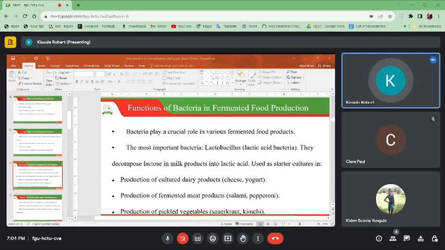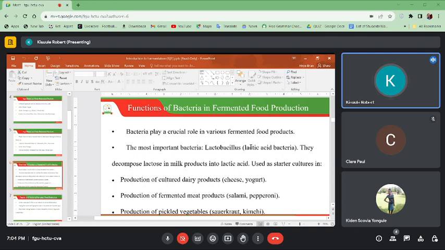For example, in the production of beer, we have yeast that is used in the fermentation of sugars to produce alcohol, as in beer and also in wine production. We have sauerkraut and yogurt. These are worked on by bacteria. So we are saying bacteria play a very crucial role in the various fermented foods.